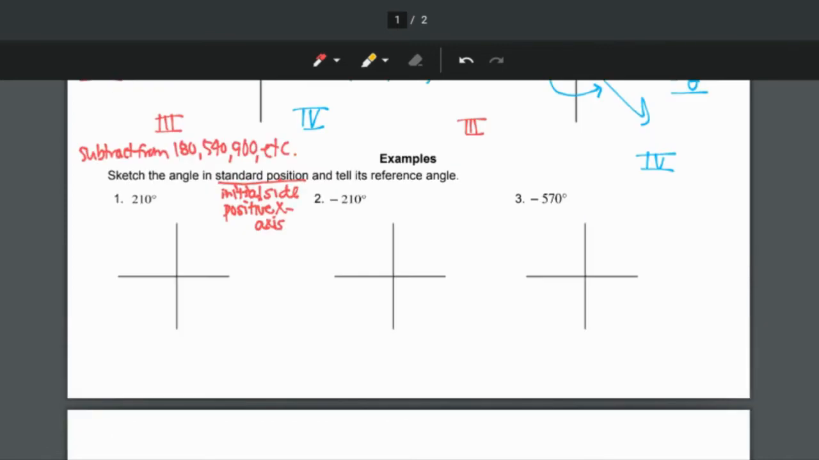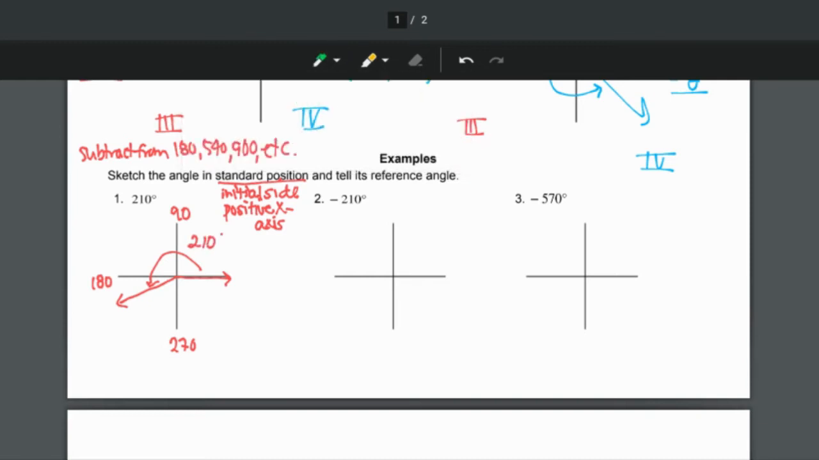So in this next section, they want us to sketch the angle in standard position, which means that the initial side of the angle is on the positive x-axis. And then after we draw the angle, we want to figure out what its reference angle is. So 210 degrees, I know, is more than 90, it's more than 180, but it's less than 270. So I know it's closer to 180 than it is to 270. And so after I draw this 210 degree angle, I need to figure out what is the reference angle.